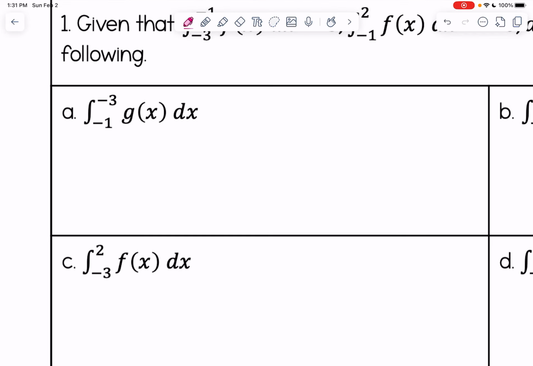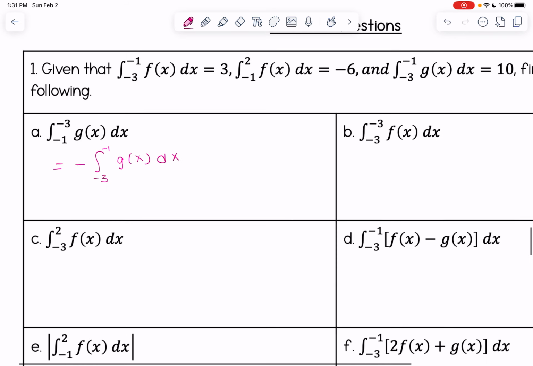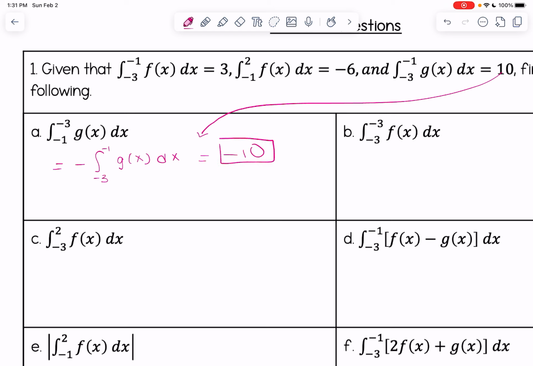In a, I notice that the bounds are inverted. -3 is the lower number here, so that really should be the lower bound. So using our reverse bound property from the previous slide, I'm going to pull a negative out front, and I'm going to evaluate the definite integral from -3 to -1 of g of x dx. And if I slide over here to my facts, I can see that that is equal to 10. So since we have the negative out front, this is equal to -10.